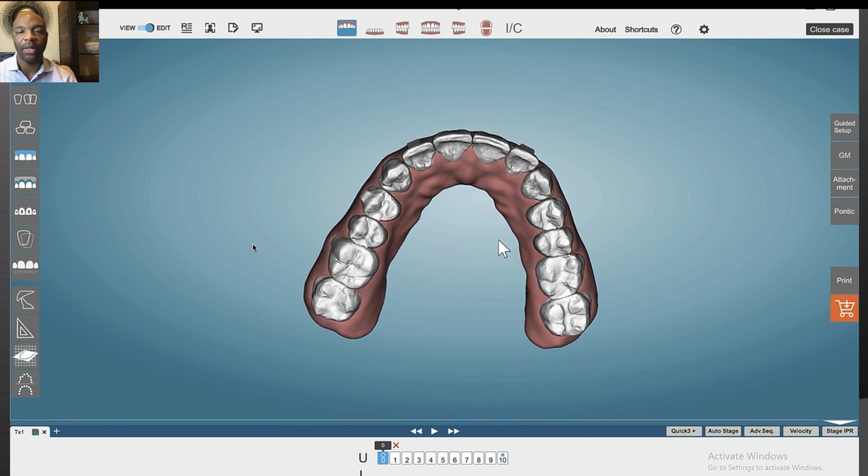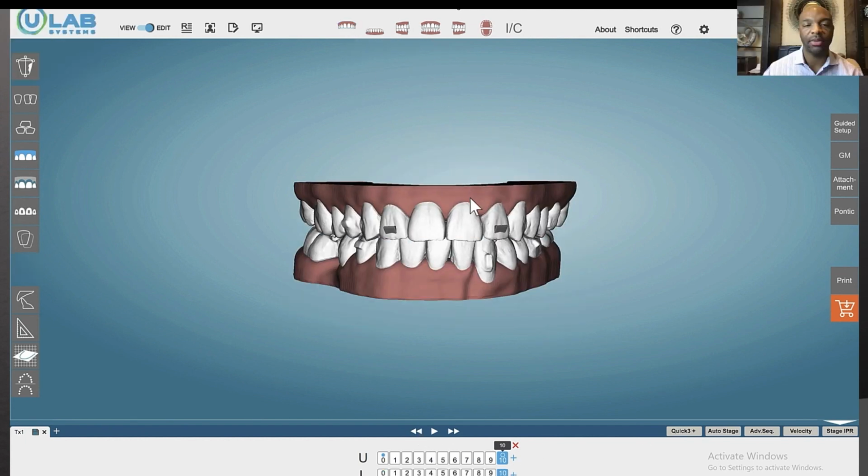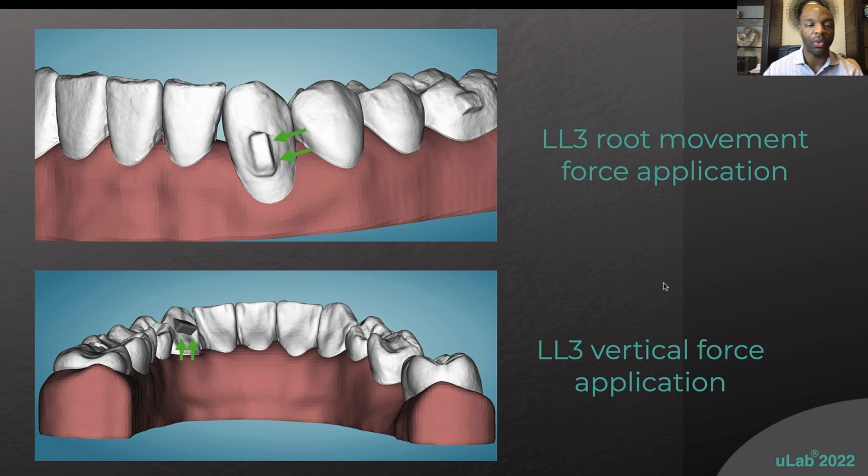And then up top, I just wanted to again, tuck things in a little bit more, kind of align the upper 2 to 2 a little bit better. And then this is the final setup. Added some attachments to his maxillary laterals and we're good to go. And so this just illustrates kind of how I'm using the attachments.